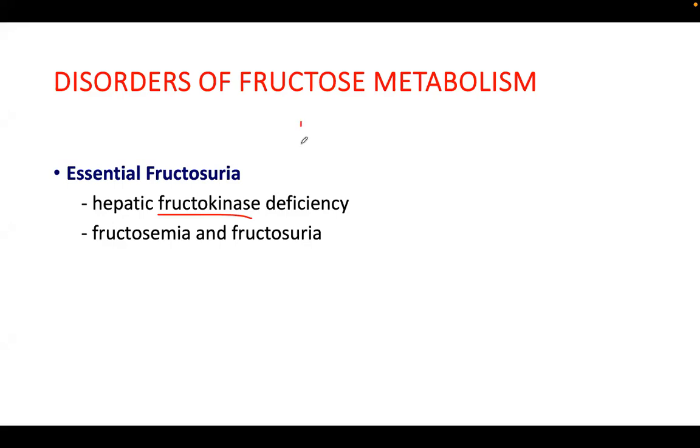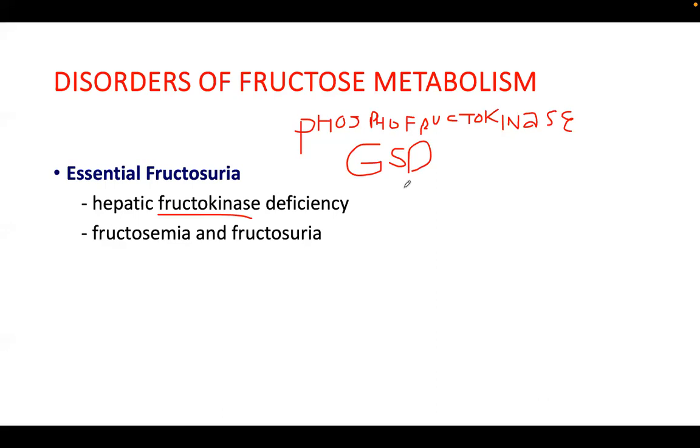Now, question, what glycogen storage disease has a deficiency of the enzyme phosphofructokinase? Okay, what GSD type is this? Glycogen storage disease type 7, also known as Tarui's disease. So please remember that. Von Gierke's disease is type 1. Okay, that's glucose 6-phosphatase. So do not mix them up.